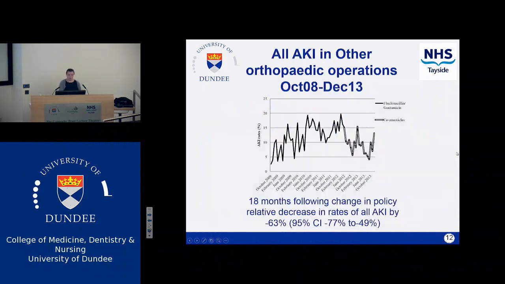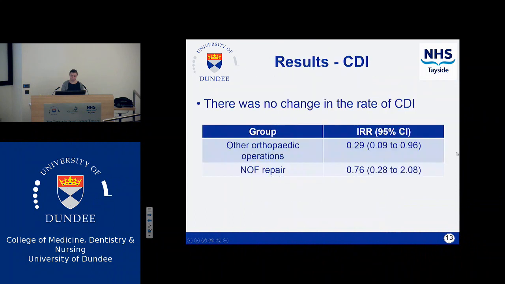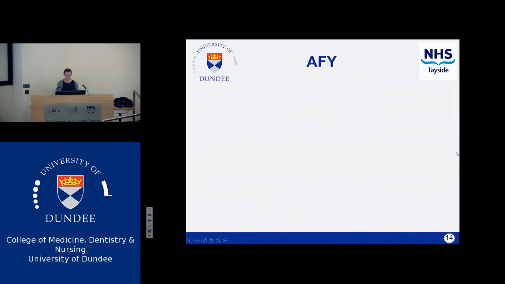And what we showed was that patients who'd received co-amoxiclav rather than flucloxacillin and gentamicin were associated with a decreased rate of acute kidney injury. 18 months following a change in policy, there was a relative decrease in the rates of acute kidney injury by 63%. And there was no significant change in the rates of C. diff infection.